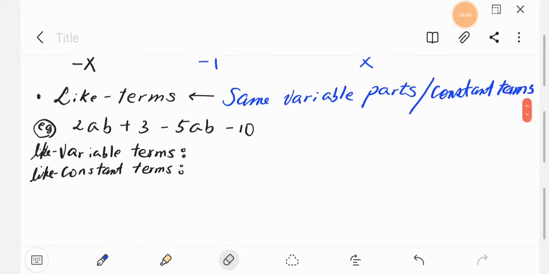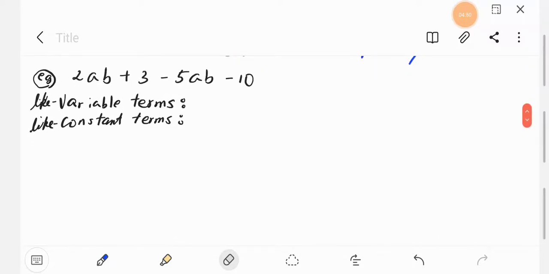So for example, in this example there are 4 terms: 2ab and 3, negative 5ab and negative 10. So there are 4 terms. Among these 4 terms, the like variable terms are 2ab and negative 5ab. So these two are the like terms.